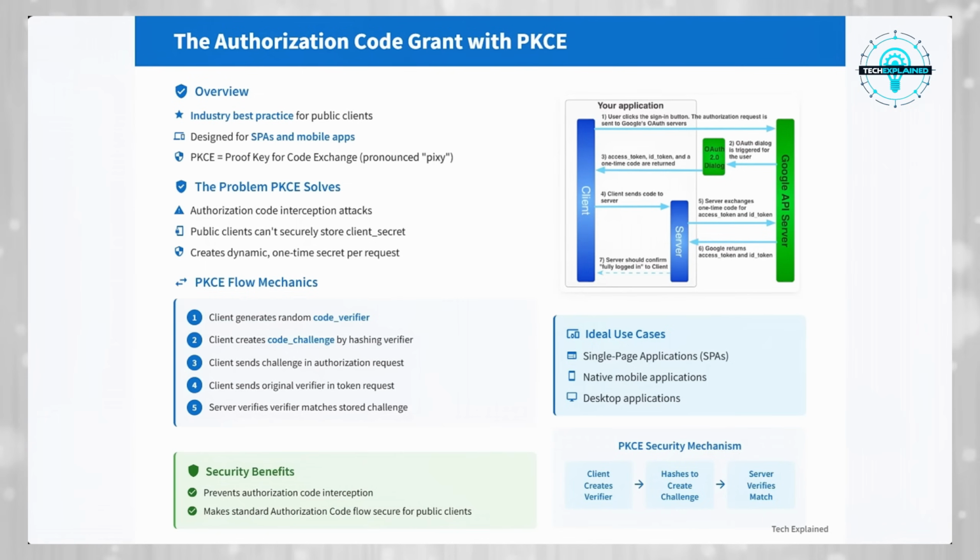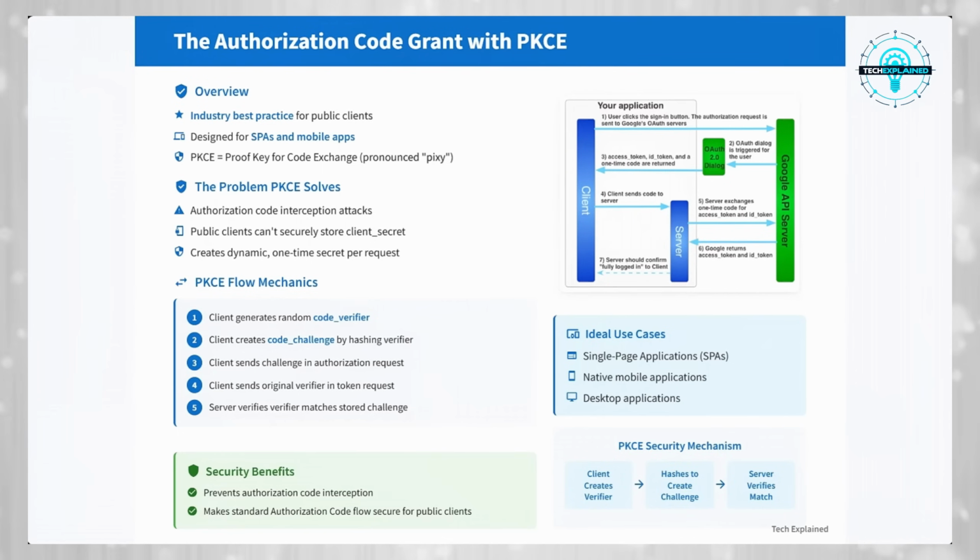This is where PKCE comes in. PKCE, pronounced "pixie," stands for Proof Key for Code Exchange. It's defined in RFC 7636 and extends the authorization code flow with additional steps to mitigate this attack. Here's how it works. Before the flow begins, the client application generates a cryptographically random string called the code verifier. It then creates a code challenge by hashing the code verifier, typically using SHA-256 and base64 URL encoding the result. During the authorization request, the client includes two additional parameters, the code challenge and the code challenge method, like S256.